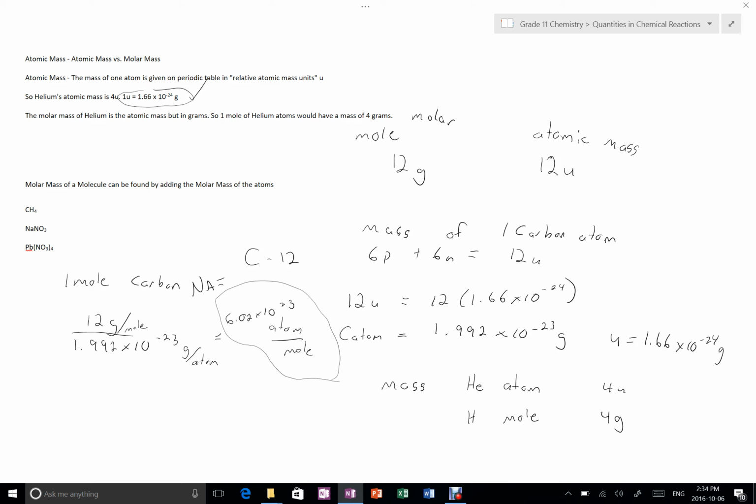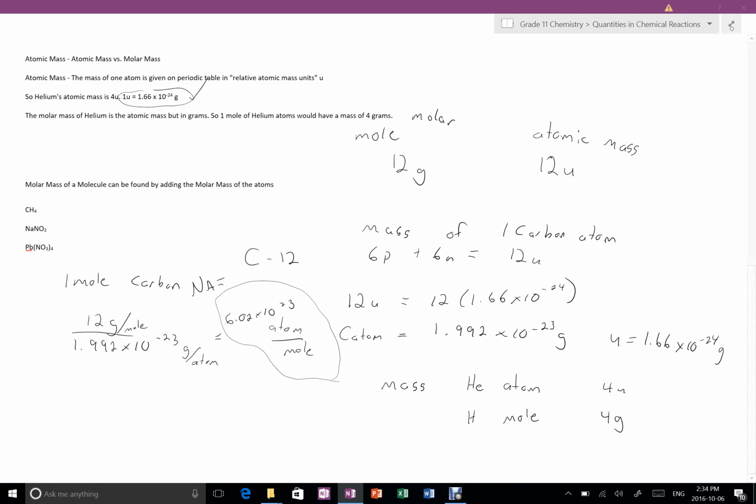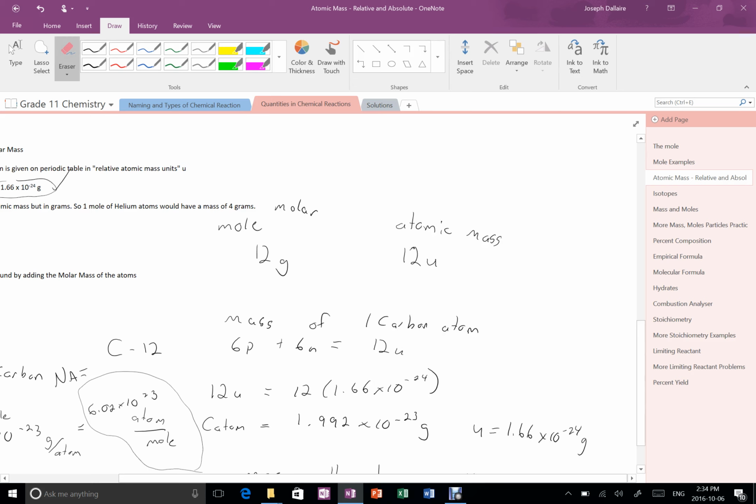What's useful then is that we can come up with the molar mass of compounds, and we can figure out how many moles of any compound we have. The way we're going to do that is we're simply going to add the molar mass of the individual atoms that make it up.